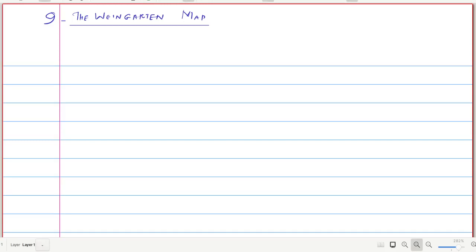Hi all, today we start discussing module 3. In this module we have three chapters, 9, 10 and 11. The ninth chapter is the Weingarten map. In this chapter we will discuss the local behavior of the curvature of an end surface.